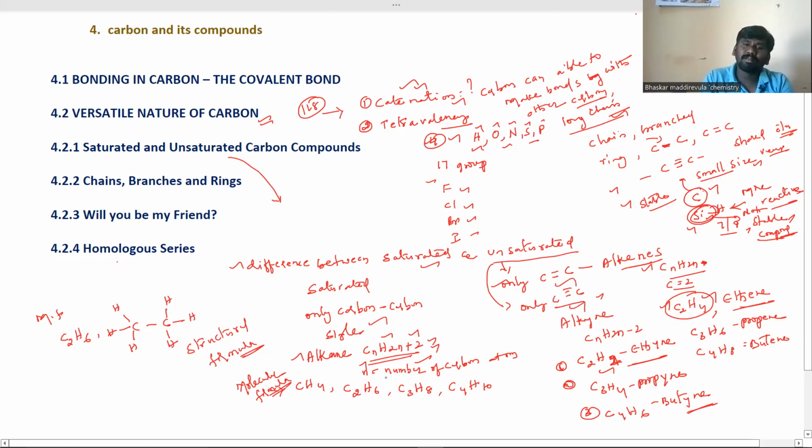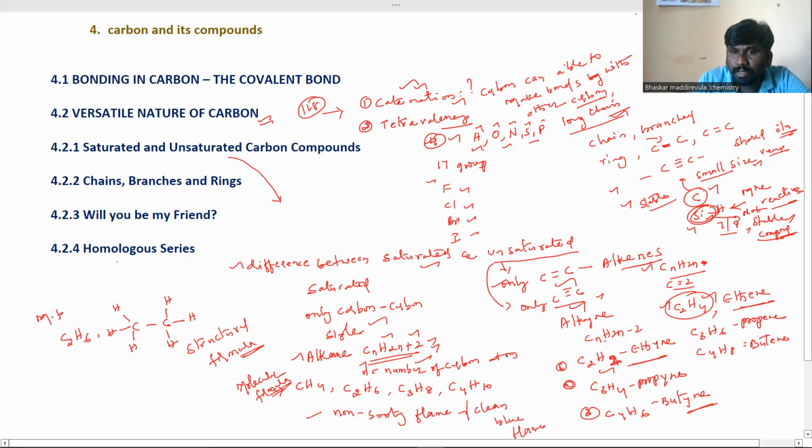Along with that, when you burn and do the flame test, saturated carbon compounds will give a non-sooty flame. What is a non-sooty flame? It will give a clean blue flame.